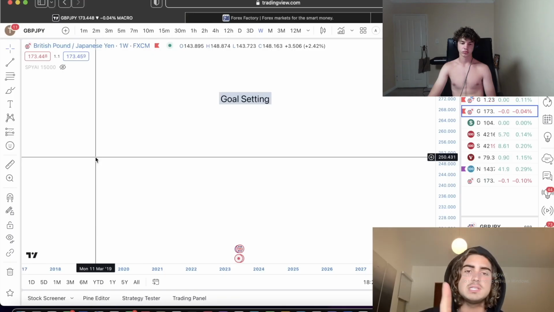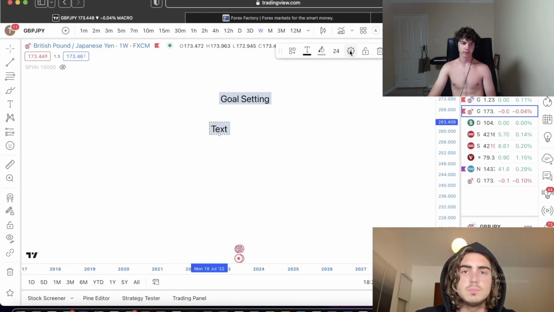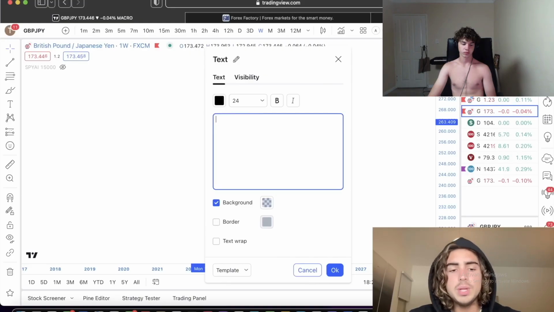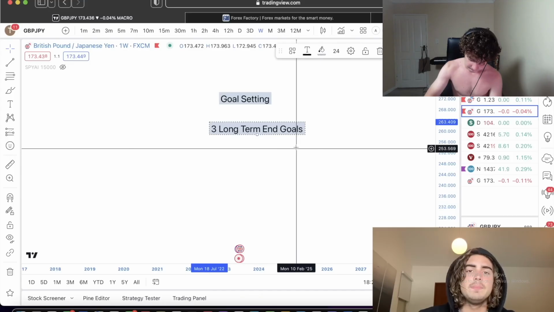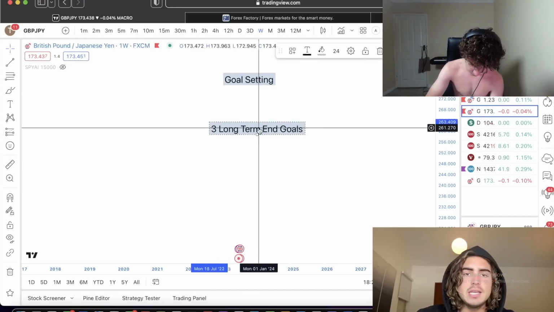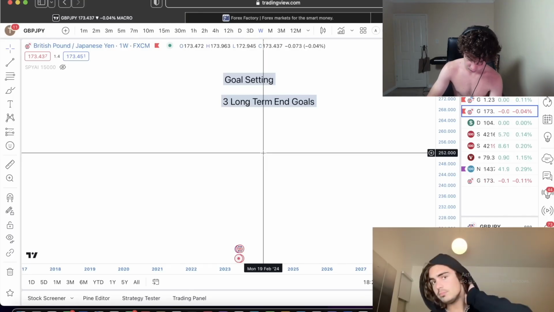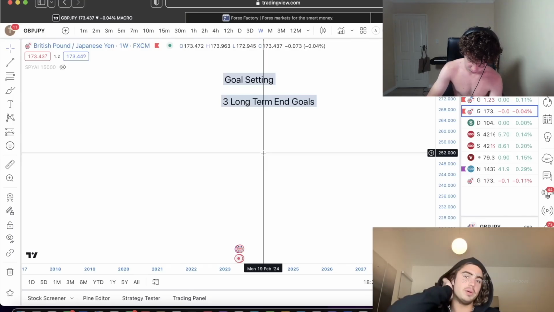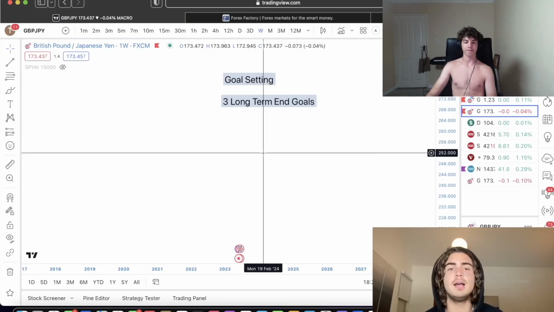Okay, so the first thing that we need to do is find 3 long-term end goals. Again, remember, I told you guys to get a notebook. If you haven't got one already, now is the time, because we need to start writing these down. Hopefully you guys have been taking notes throughout this entire thing. Write down 3 long-term end goals.